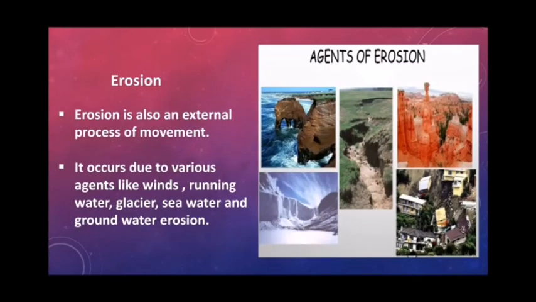Now let us learn about erosion. So children, like weathering and mass movements, erosion is also an external process. Erosion occurs through various agents like wind, running water, glaciers, seawater, and groundwater. So, we will learn about all these agents of erosion and the landforms in detail produced by them in the next lesson, that is Exogenetic Movements Part 2, which will be for your first semester.